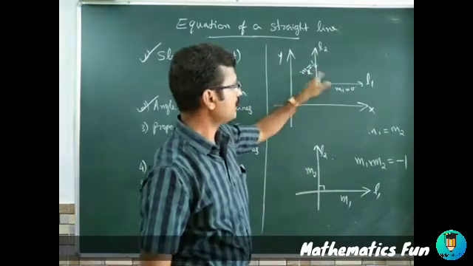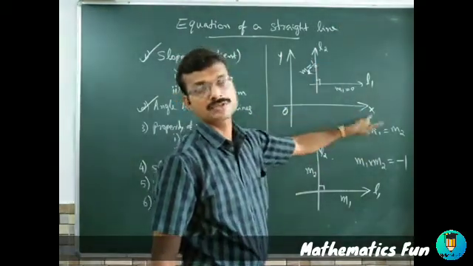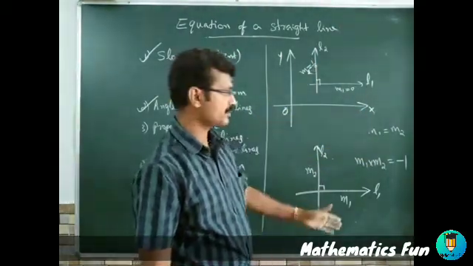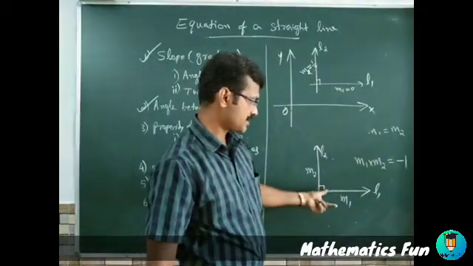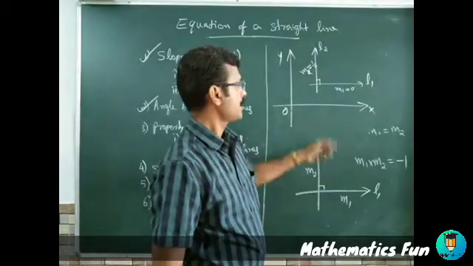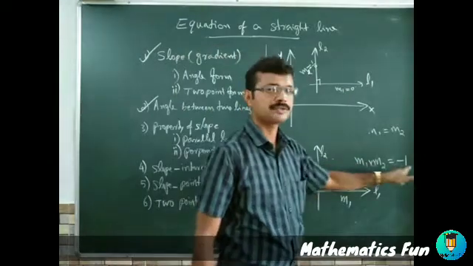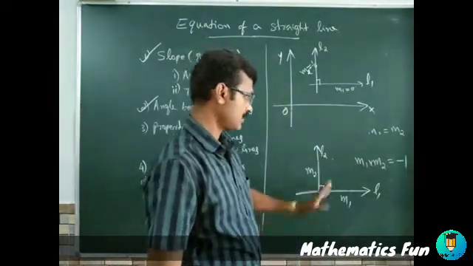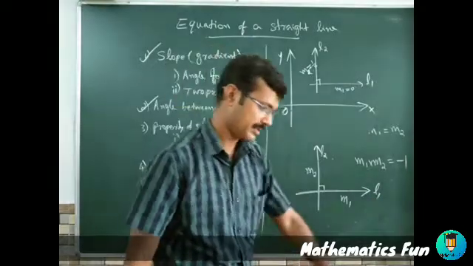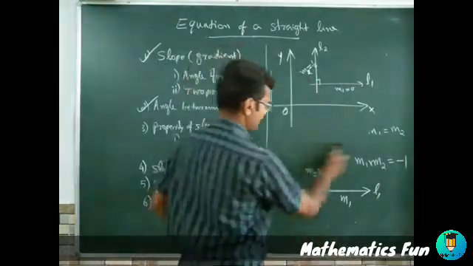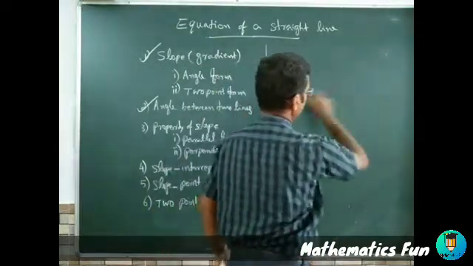That is m2. Now if you put m1 into m2, what is it? 1 by 0 into 0. It is indeterminate, 0 by 0, it is not minus 1. So that is why I said that if the lines are parallel to the axis, this m1 into m2 is minus 1 is not applicable. In all other situations, m1 into m2 is equal to minus 1 if the lines are perpendicular. So these are the properties of slopes when the lines are parallel and perpendicular.